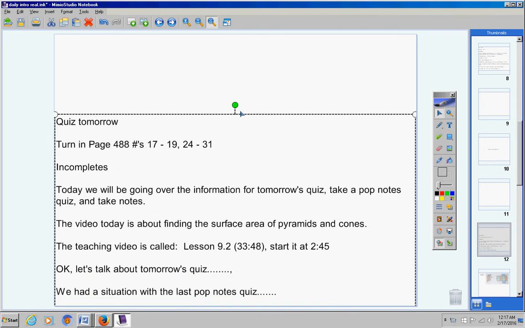We had a situation with the last pop notes quiz. A student had notes taken but did not bring them to class. From now on, if your notes are not with you, then I guess you'll get the zero on the pop notes quiz. It's your job to have those in class with you and make sure you're ready to take notes. And I do drop one quiz every 9 weeks, so if that does happen to you, the zero will get dropped.